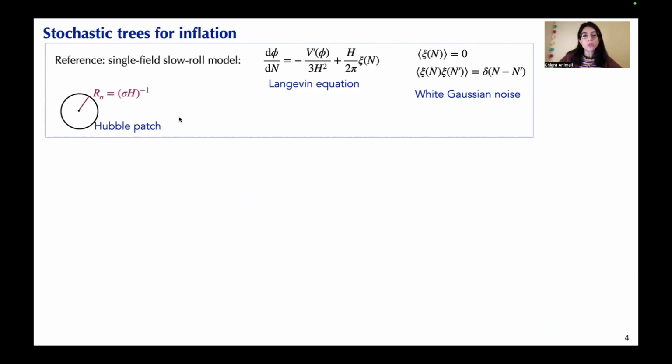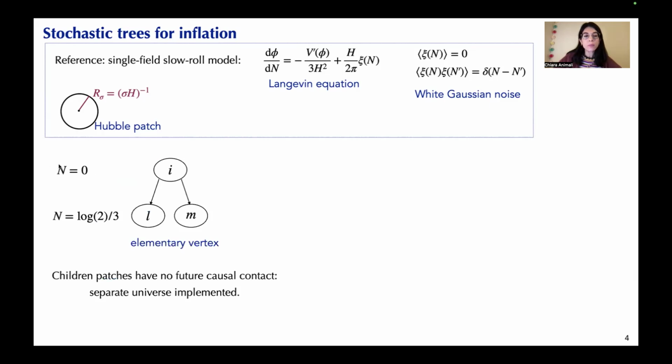And we are interested in coarse-graining perturbation fields over regions of size sigma H to the -1, where sigma is a small parameter that sets the coarse-graining scale well above the Hubble radius. So we can consider to have at time N equals 0 a single patch I, and as time proceeds here from top to bottom, the volume of this region will grow, and after a time delta N, which is log 2/3 for binary processes, it doubles in volume. And so it creates two new patches L and M.